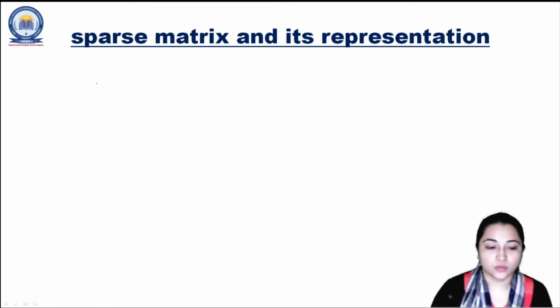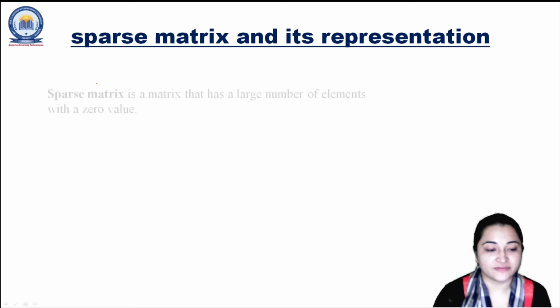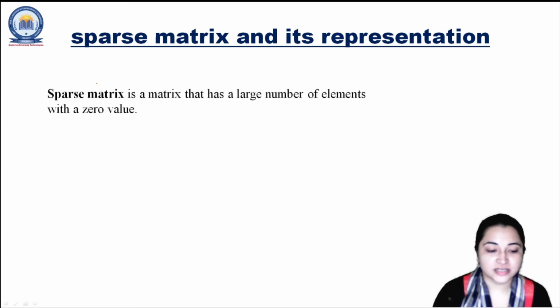Let us now see what a sparse matrix is and how we represent a sparse matrix. We had already seen what we mean by sparse matrix, so let us see the definition. A sparse matrix is a matrix that has a large number of elements with a zero value, meaning a matrix which has more zero values than non-zero values. Such a type of matrix is known as a sparse matrix.